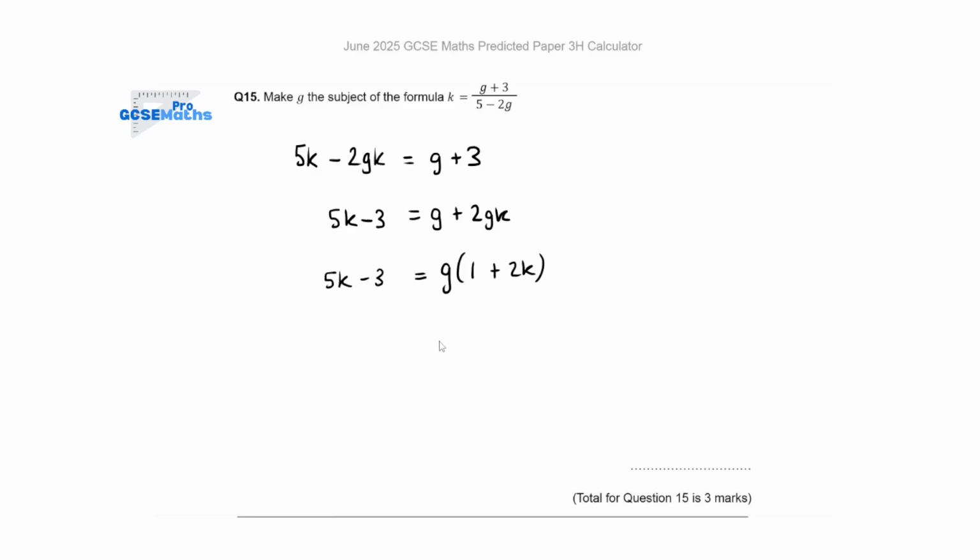And hopefully you can see what the final step is. Just divide across by that bracket. So g equals 5k minus 3 over 1 plus 2k. And now g is the subject. So just remember that, get them all on the same side, factorize, divide. It's basically the same process every time.